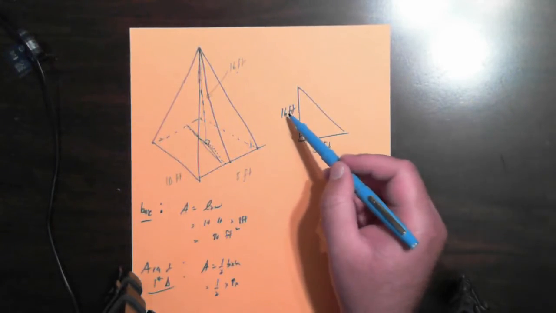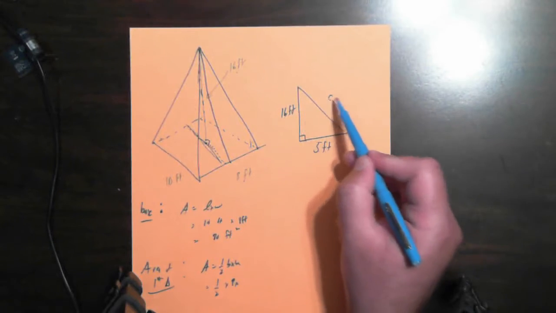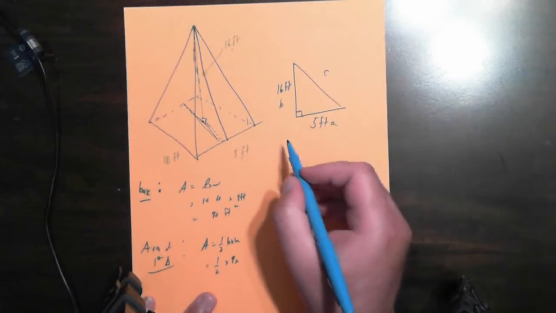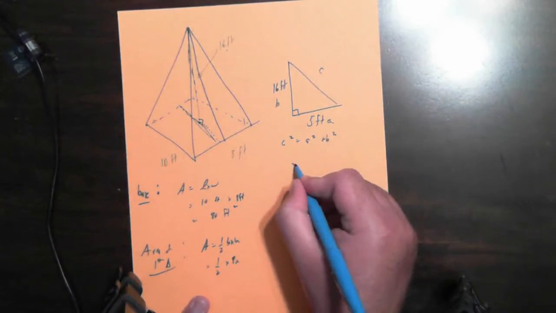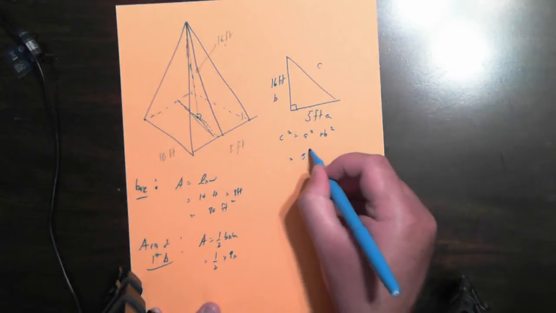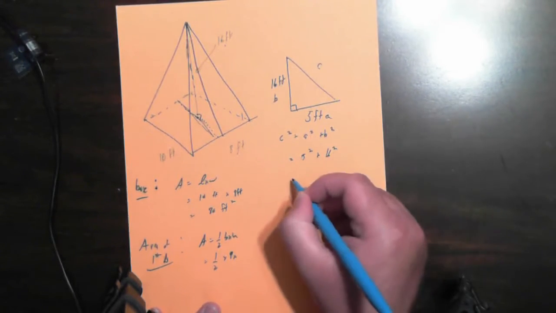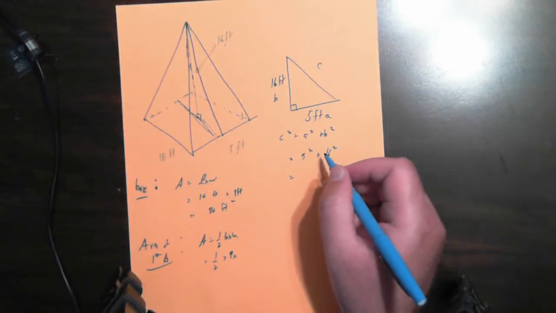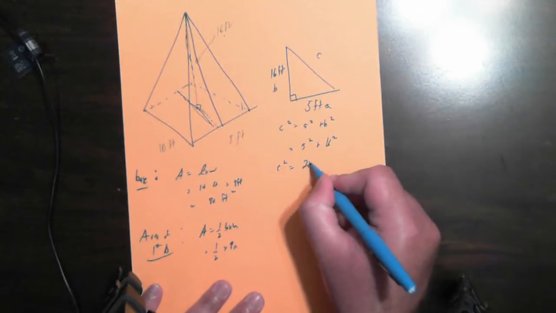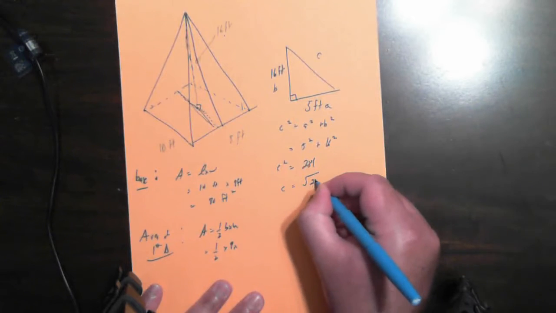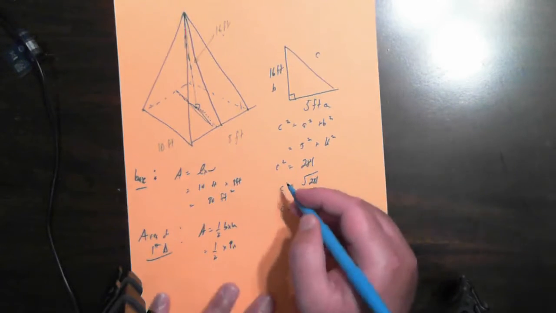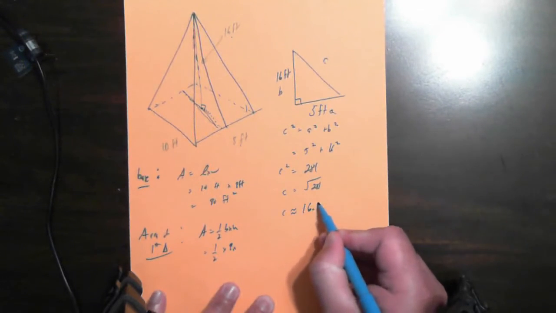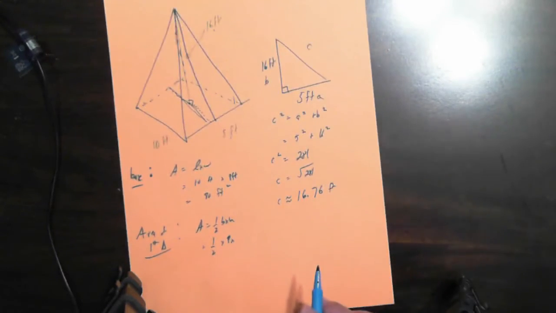At this point, I've got a right triangle. I know the 2 leg lengths. I need to find the hypotenuse, so I can use my Pythagorean theorem, right? So I've got c squared equal to a squared plus b squared. Okay? So a would be 5, b would be 16. Okay? So 5 squared plus 16 squared is 281. So that tells me that c is the square root of 281, which we can estimate a little bit. Try not to round too much. So we can call that 16.76 feet.